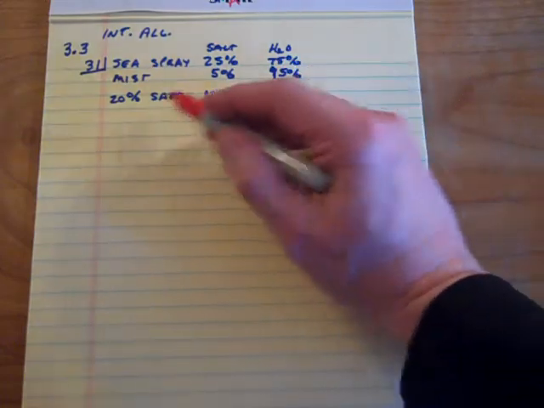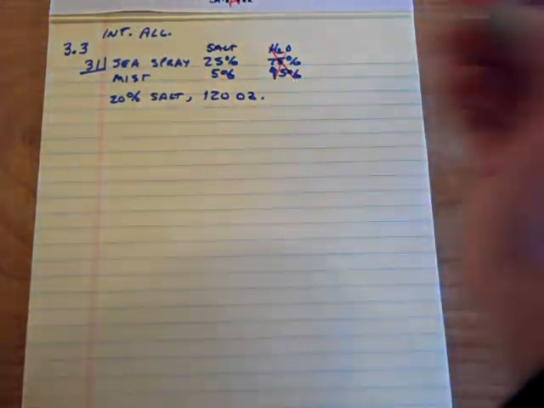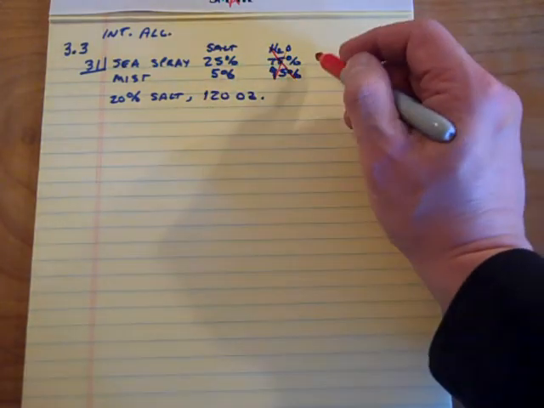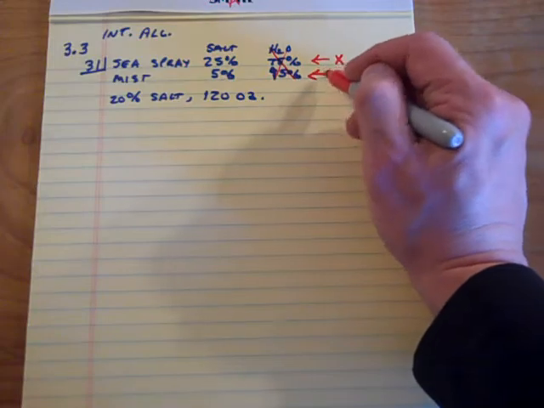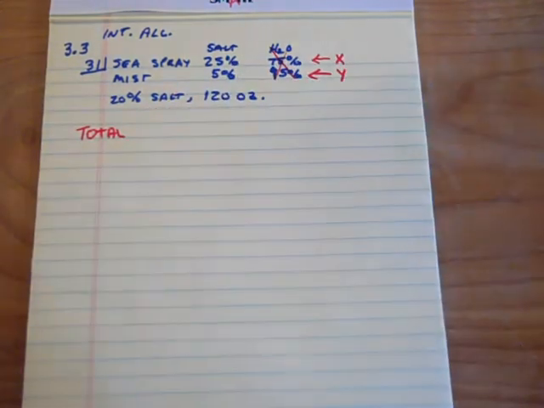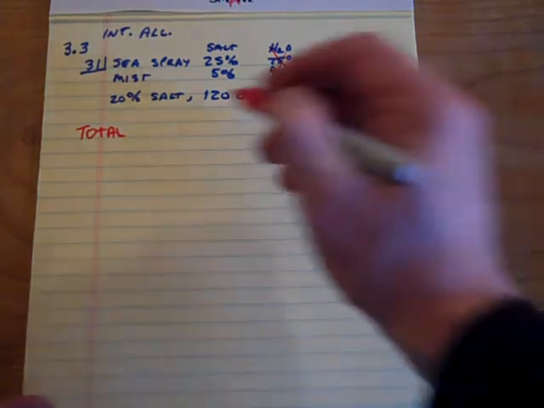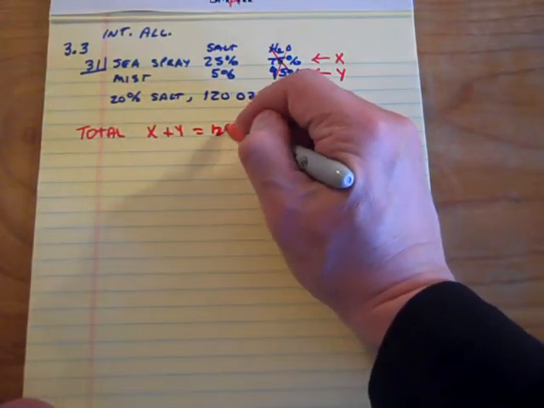The one thing I did here is I did put water down. Obviously it has to be 100, but since it's salt, salt, and salt, you don't have to worry about the water this time. The number one thing is you got to make variables. I'm going to call sea spray X. I'm going to call mist Y. And you have to realize every time you get this, there's two things happening. There's a total equation and a value equation. You always start with the total. You're going to have X ounces plus Y ounces, and it has to be 120.